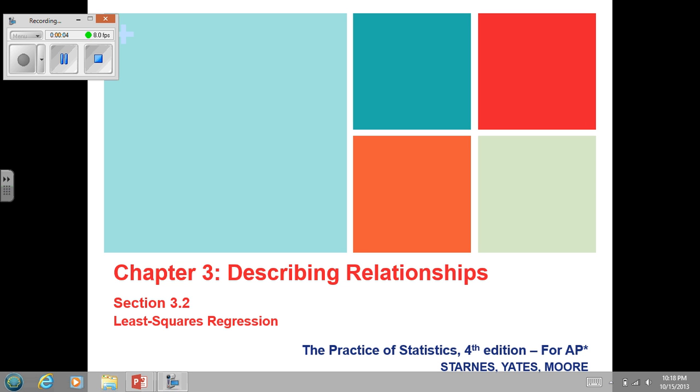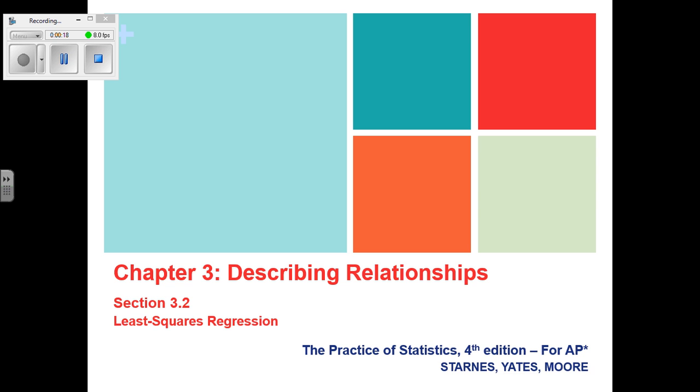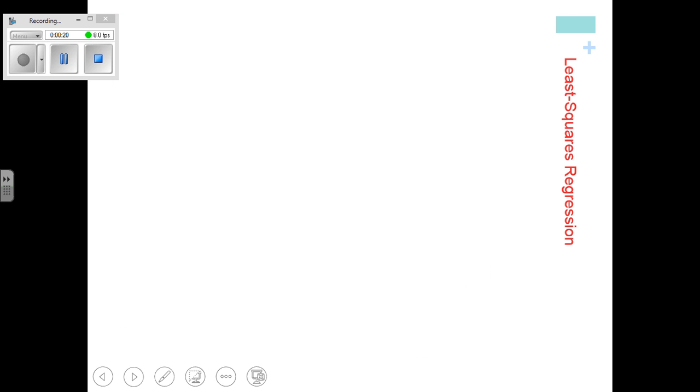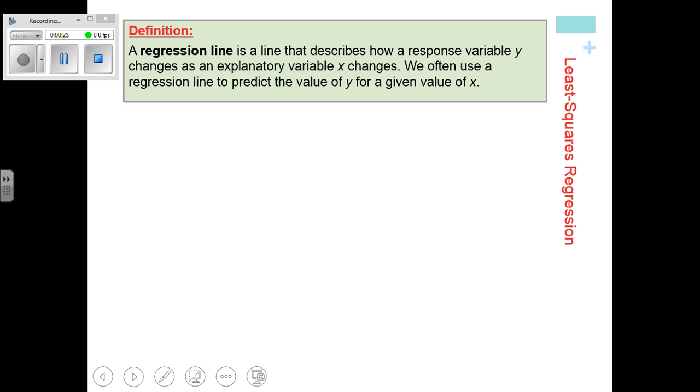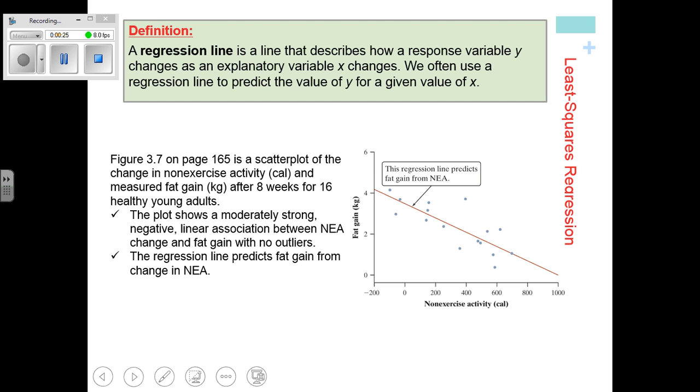Hello, this is Miss Rich, and we are working on our video for describing relationships. This is section 3.1 and 3.2, mostly from 3.2. And I want to go over some things that we touched on in class and continue a couple things as well. Let's get started. We talked in class about this first regression, this scatter plot.